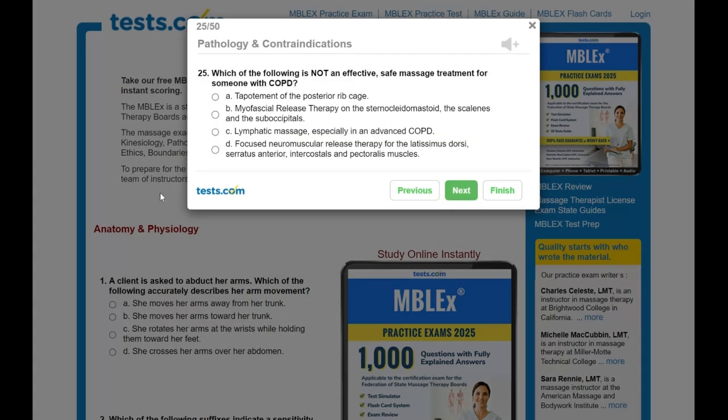Question 25. Which of the following is not an effective, safe massage treatment for someone with COPD? A. Tapotement of the posterior rib cage. B. Myofascial release therapy on the sternocleidomastoid, the scalenes, and the suboccipitals. C. Lymphatic massage, especially in advanced COPD. D. Focused neuromuscular release therapy for the latissimus dorsi, serratus anterior, intercostals, and pectoralis muscles.